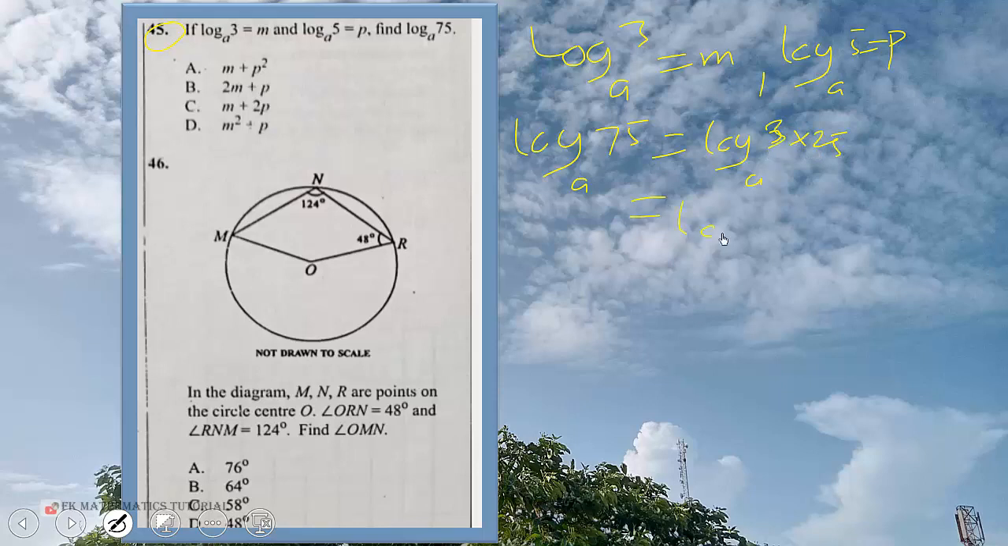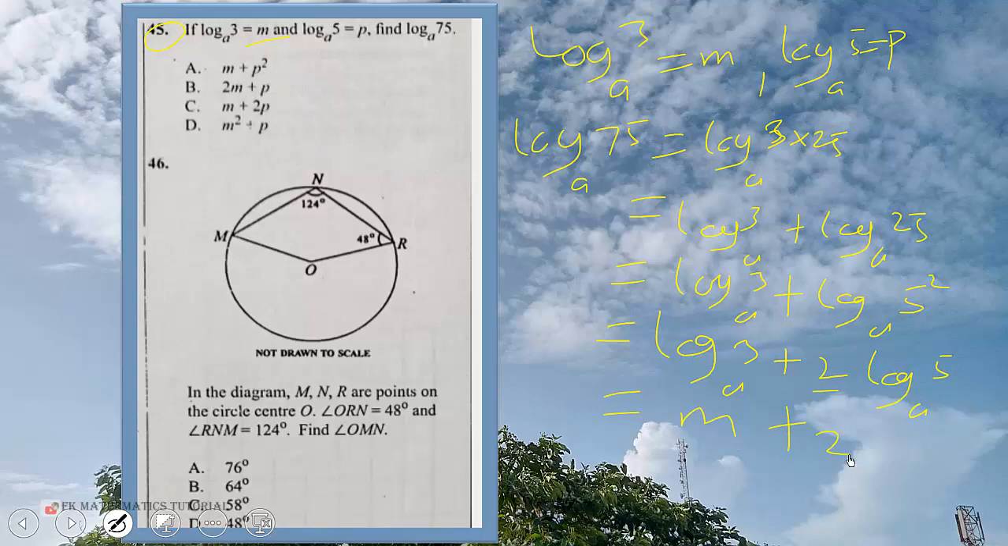So this will be equal to log to base A of 3 plus log to base A of 25. It will give you log to base A of 3 plus log to base A of 5 squared, which is equal to log to base A of 3 plus 2 log to base A of 5. So we substitute m here, plus 2, then log 5 base A is p. So it will be m plus 2p, that is the correct answer.